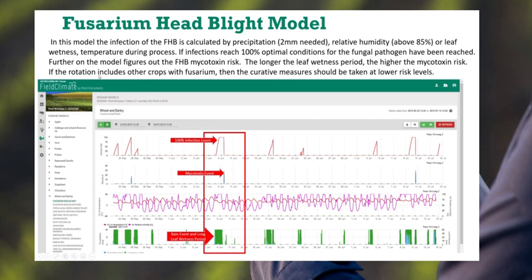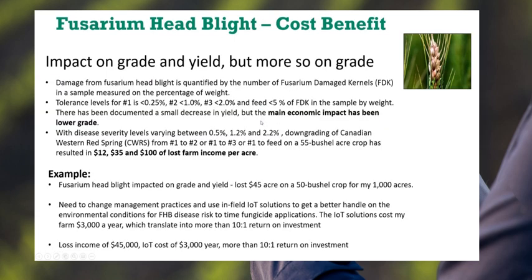So rotation, of course, is management as well. If you have a rotation with other Fusarium crops like corn, then your curative measures should be taken at a lower risk level. So it's your comfort level on which risk you want in terms of the infection level. Are you happy at 50% where you put an application, or is it higher or lower depending upon your field management and previous history in your fields?